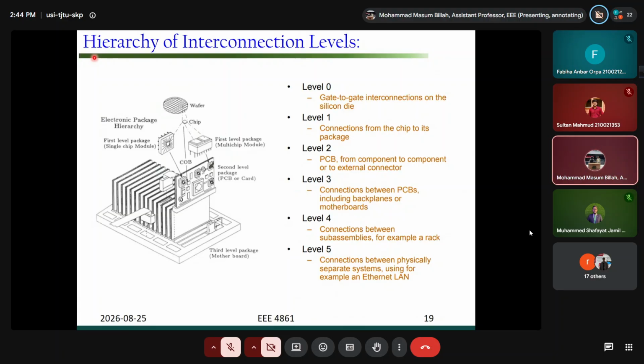Okay, so sorry for the call. Is there any issue regarding the level 0 to level 5 interconnections within a package?